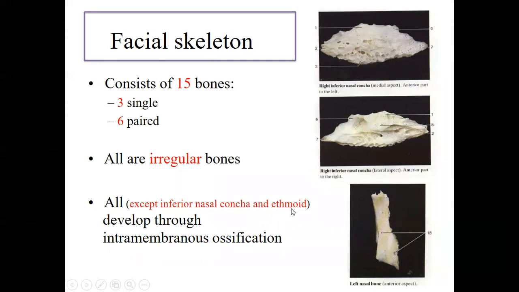inferior nasal conchae and also the ethmoid. Okay, except these two, the inferior nasal conchae and the ethmoid. So you can see here, this is the right inferior nasal concha. Okay, this is the lateral aspect and this is the medial aspect. Right inferior nasal concha. Okay, this picture is just to show you the nasal bone.